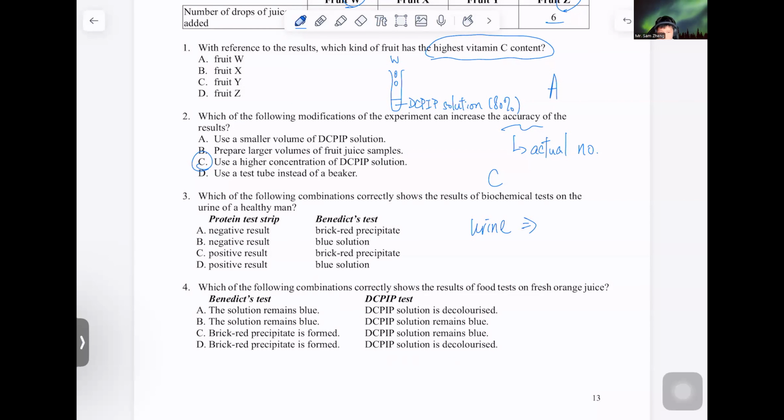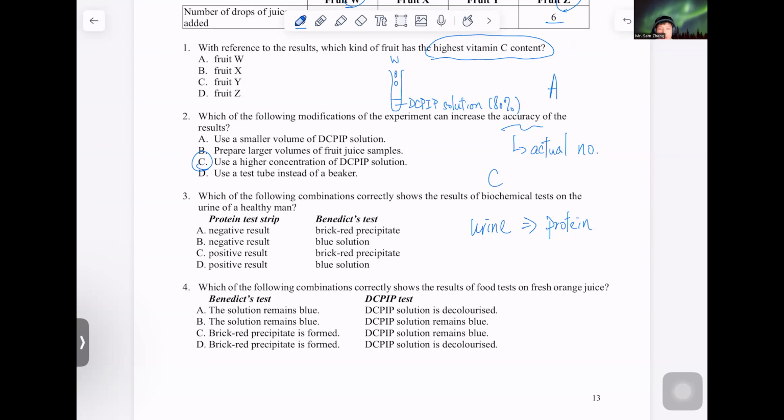For a person who has a healthy lifestyle, he should not have any protein in the urine, because the excess amino acid will break down into urea. That means it will turn into urea, and urea is not a type of protein. In this case, it should show you a negative result.